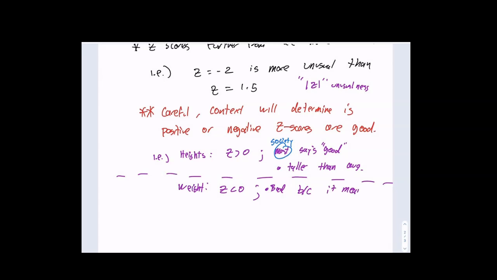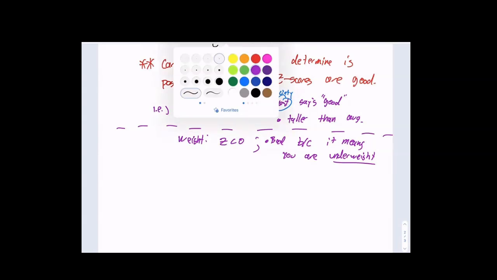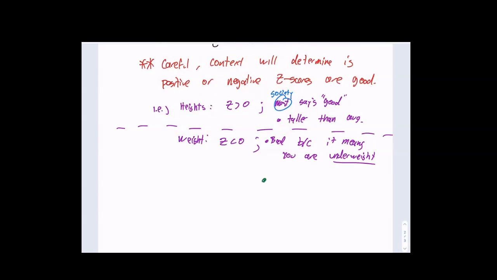It means you are underweight. You're below average weight. But somebody else can go over here and say good because the average American is obese. So negative z-scores are good.